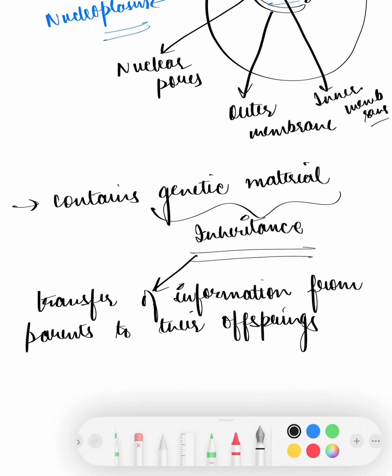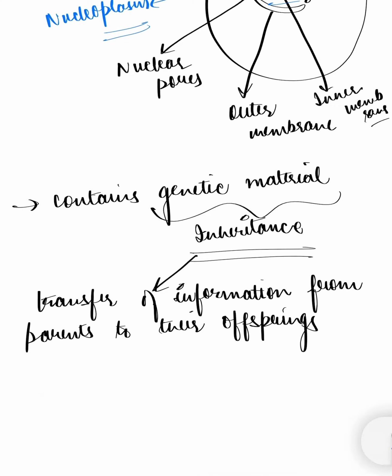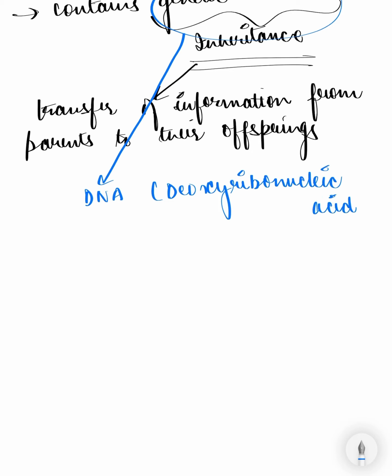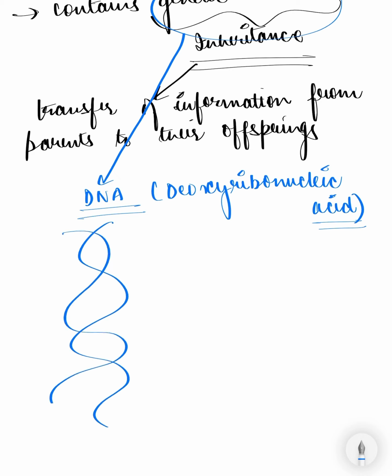The genetic material that most organisms have is the DNA. DNA stands for deoxyribonucleic acid. Let's talk about this DNA in more detail. DNA is a double-stranded structure. We have two strands of DNA.